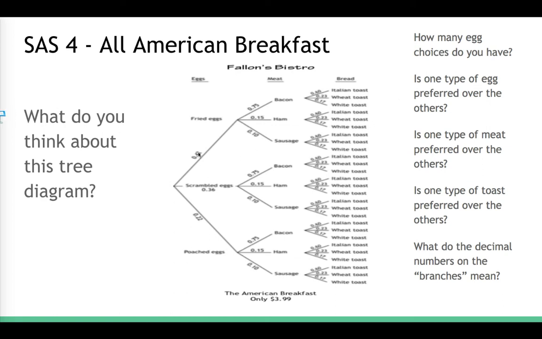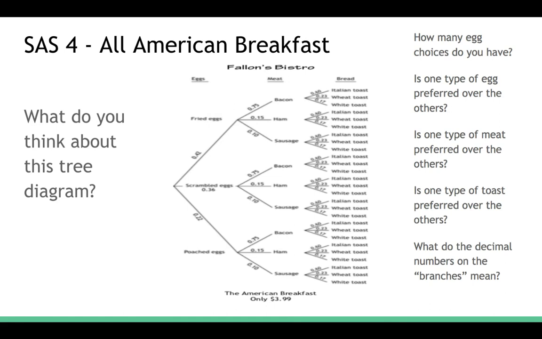Now, here's the deal. If you look at this carefully, you can see the 0.22 for the poached eggs, 0.36 for scrambled, and 0.42 for fried. Now, those are experimental probabilities. In other words, they have measured the sales over a period of time. Whenever someone orders Fallon's Bistro's great all-American breakfast, 42% of their customers order fried eggs, 36% order scrambled, and 22% order poached.